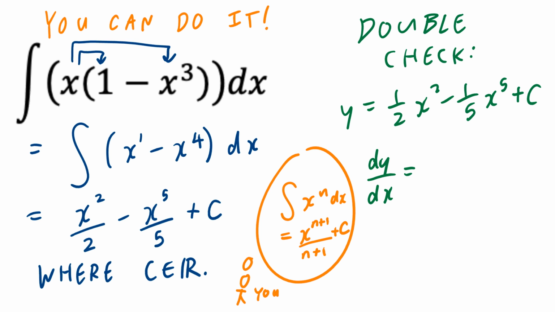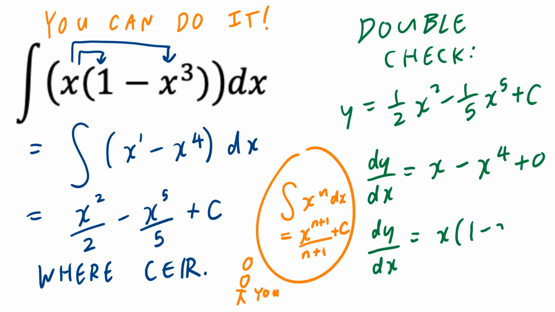dy by dx is going to be, again, the derivative of half times x squared, which is x, minus the derivative of 1 over 5 times x to the power 5, which is x to the power 4. And when we differentiate a constant, that's going to be 0. And to really go back to the general form that was given to us, we're going to factor x to the front, which means in the brackets it's going to be 1 minus x cubed.